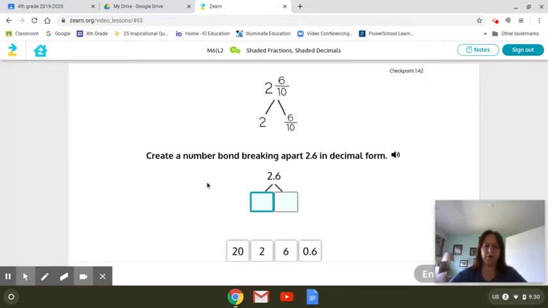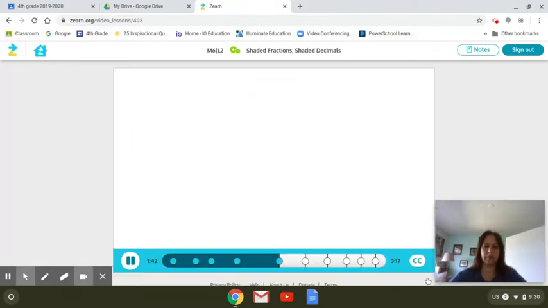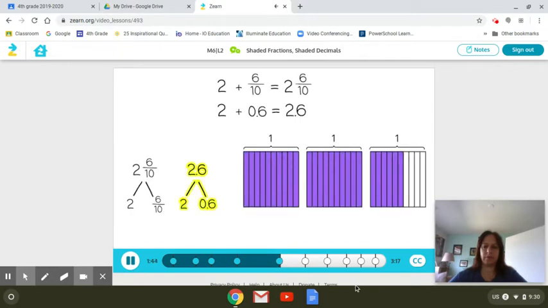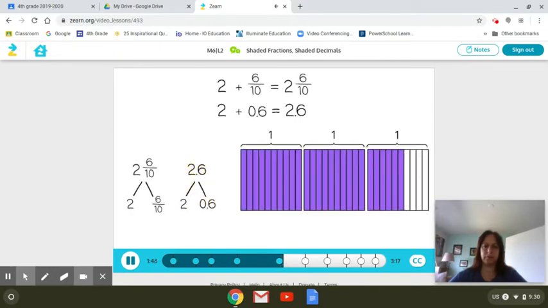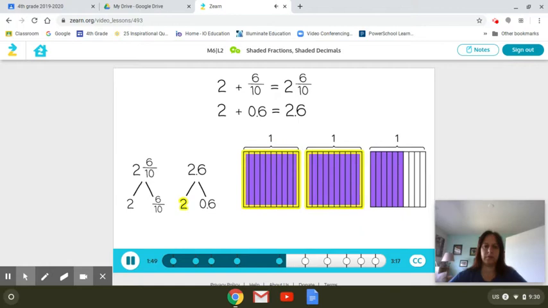So how else can we do this? Well, we have 2.6. So again, that's 2 wholes and then 0.6. Does our decimal number bond still match this area model? Yeah, 2 ones and 6/10. It's written in a different form, but each part is still equivalent. So it looks the same on the area model. Couldn't have said it better myself.